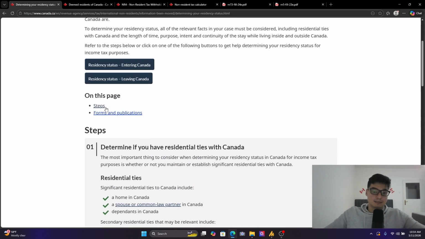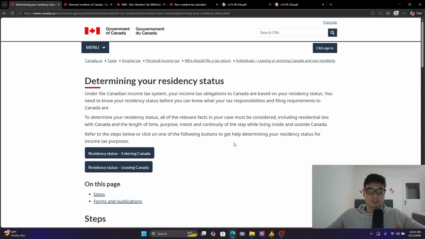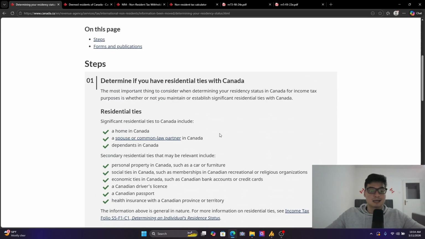Now, residency is essentially important because if you're considered a Canadian resident for tax purposes, you pay tax on worldwide income. Yes, so any income earned outside of Canada will be taxed. That means if you have a rental property in Mexico, anything like that, that'll be considered worldwide income and you'll pay Canadian tax on that. Foreign pension, yes, you'll pay Canadian tax on that.